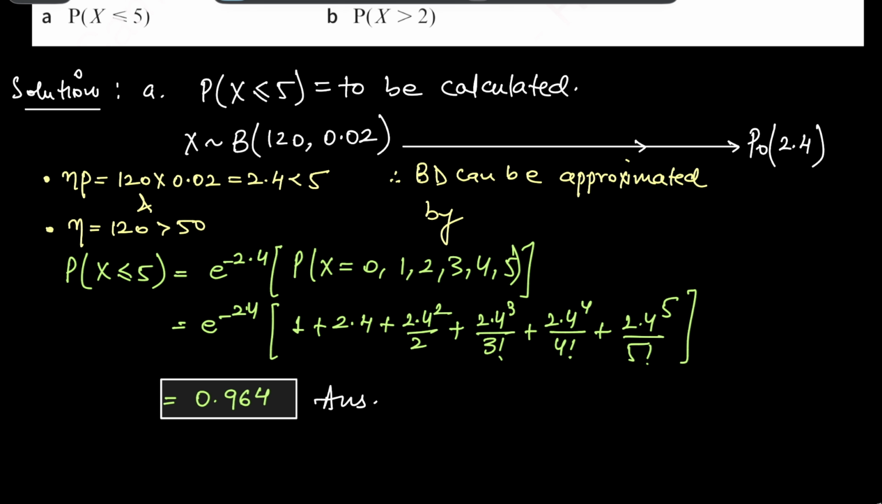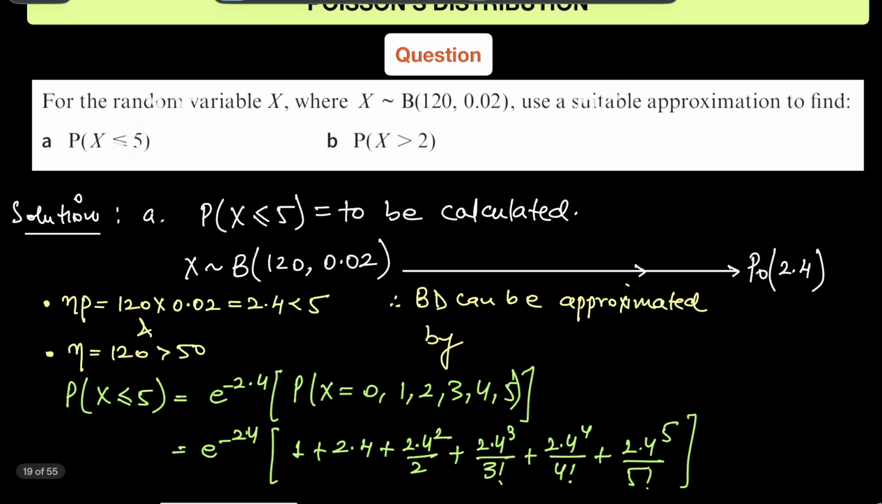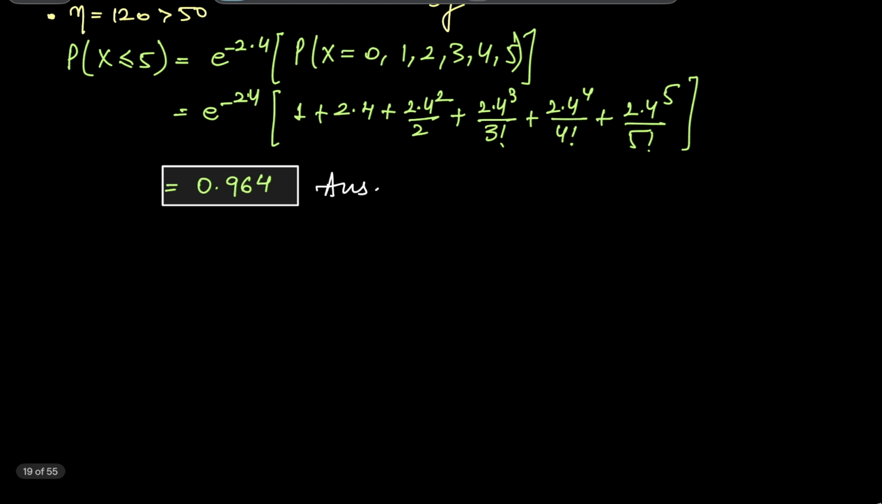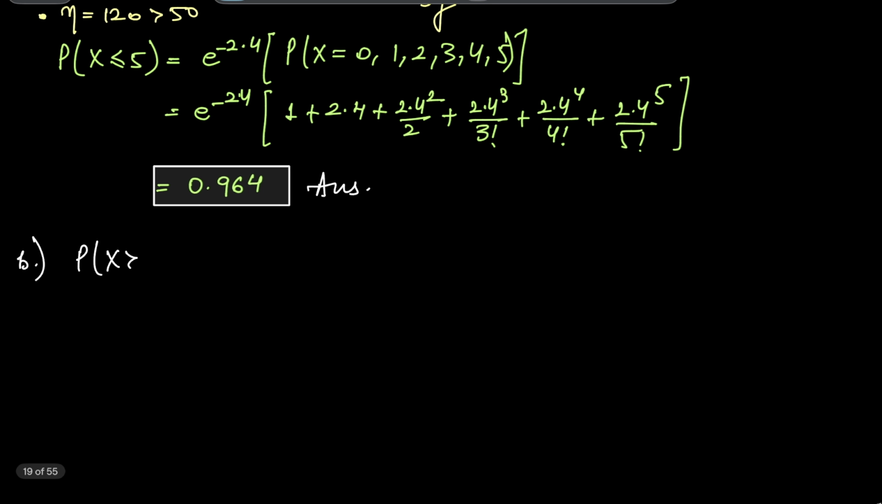Okay, so now let's move back to the question. In the next part, the question is asking us to calculate the probability of x greater than 2. So let's keep on moving to the next part. This is your part B, where the question says find the probability of x greater than 2. Here again we know that x follows a Poisson distribution and the mean is 2.4. So greater than 2 will be calculated as 1 minus the probability of x equal to 0, 1, 2. So we need to calculate these probabilities and then subtract from 1.